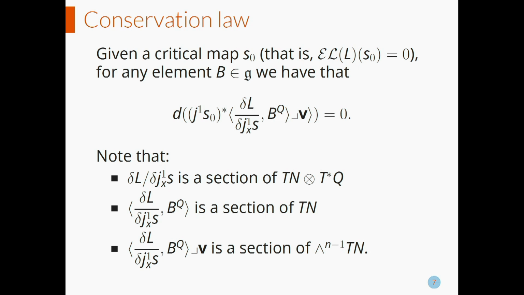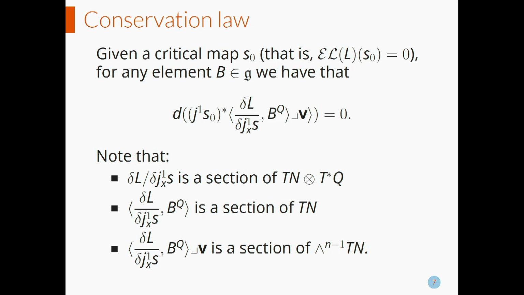But I mean, this is the one I like. So there is the derivative, and then you plug it with respect to any element of the Lie algebra, the representation on Q, then you contract it by a volume form along a solution, and then this n-1 form is closed. These are the elements, right?